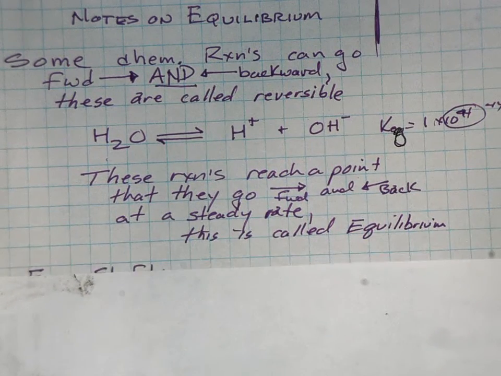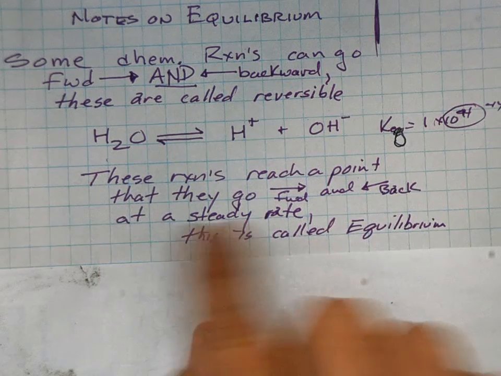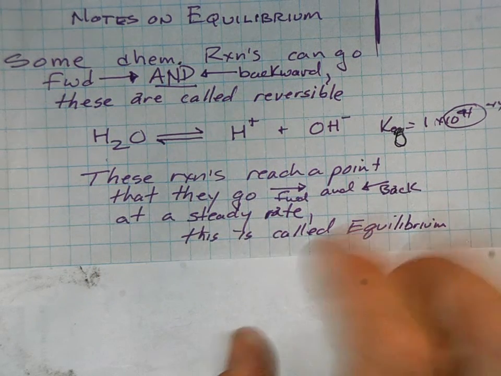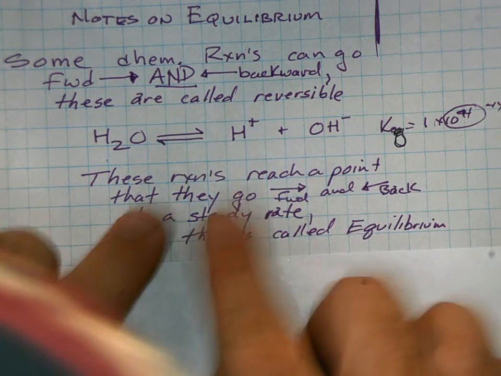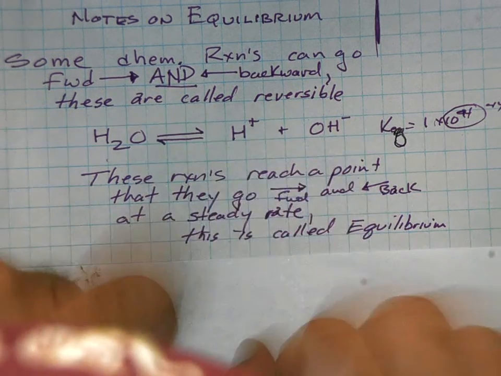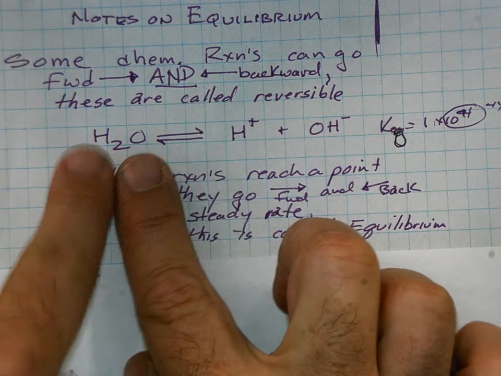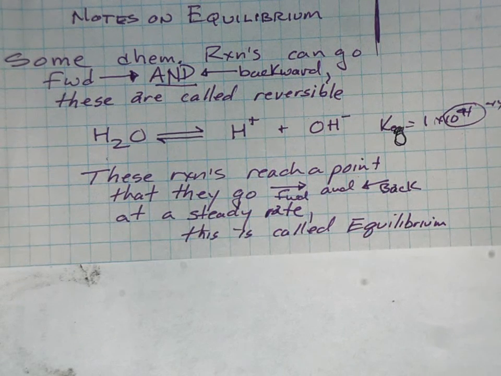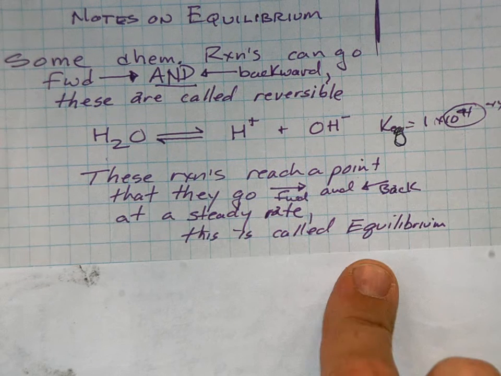So these reactions, once they get going, are going to reach a point where they can go forwards and back at a steady rate. That means there's just as much of the product being made as there is the reactant being made. And once they reach this state, it's called equilibrium.